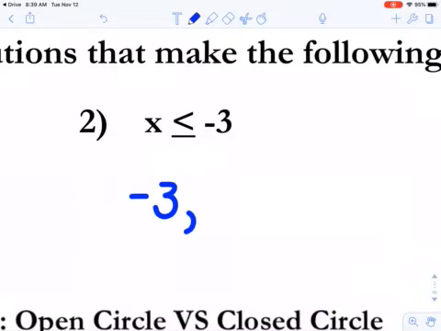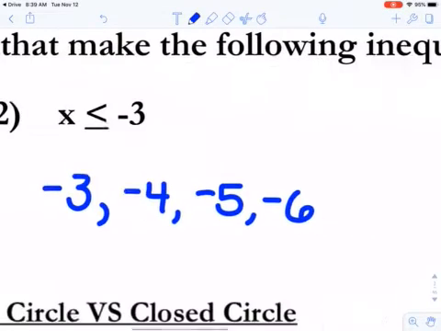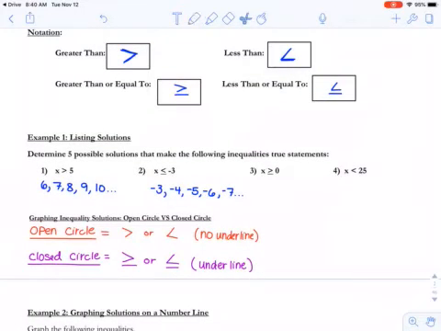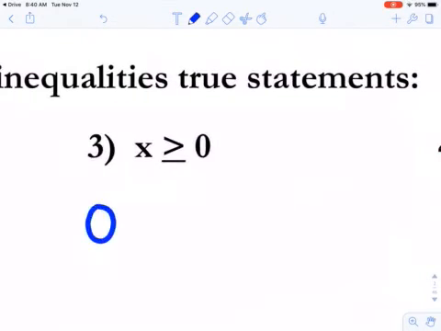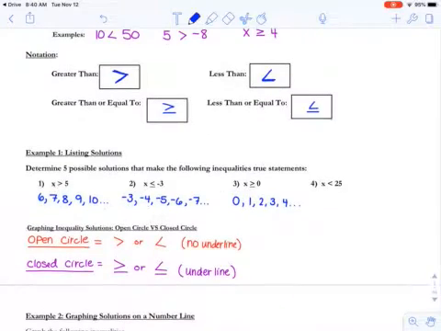Some numbers that are smaller than -3 are -4, -5, -6, -7, and so on. You could say -100 if you want. Okay, so be careful with your negatives because sometimes it's confusing which one's less, which one's greater. X is greater than or equal to 0. We can include 0, and then just any number bigger than 0. So you could say 100 if you want, but it has to be greater than or equal to.